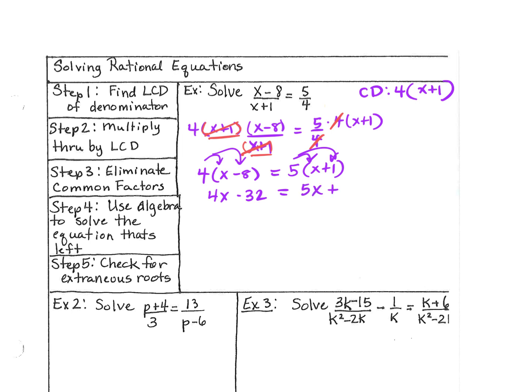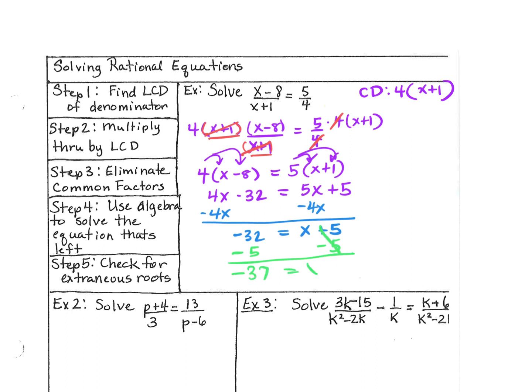Thank you. 5x plus 5. Now we just have to solve this by getting all the x's to one side and all the numbers to the other. So we are going to solve this by subtracting 4x from both sides. That gives me negative 32 equals x plus 5. And then I bet you know what you need to do at this point. What do I need to do now? Subtract 5. Okay, so this leaves us with negative 37 equals x.